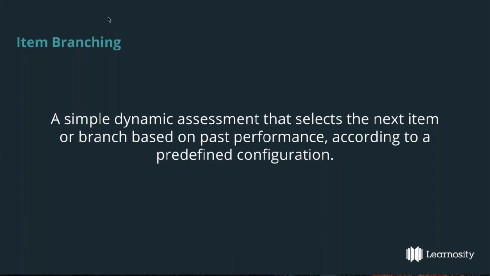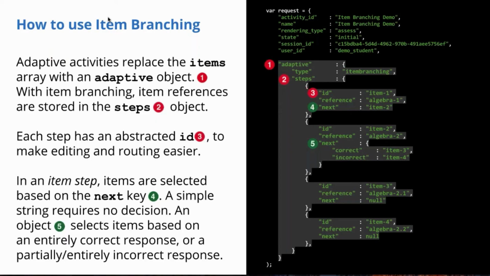This is a similar case where we're going to provide that list of items, but instead of just being a linear array of items, we're going to say, when the student gets it right, go here. When the student gets it wrong, go there. So again, it's a simple way to get started, real easy JSON that you can configure, but it still allows the student to see the next item based on their response. So let's take a quick look at this.